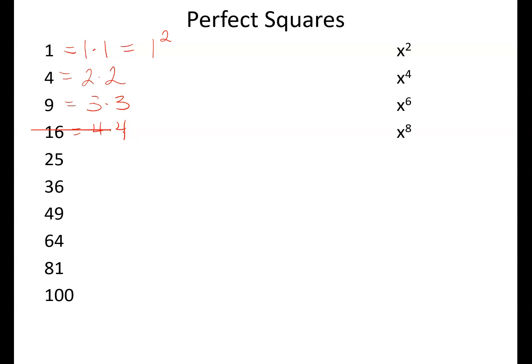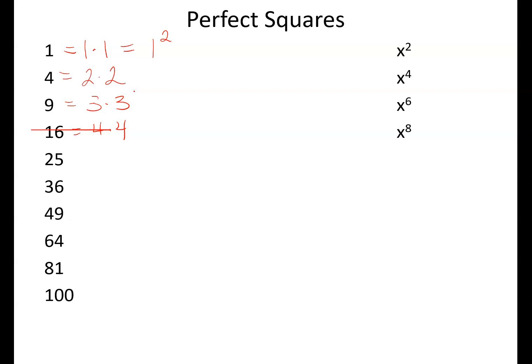And that's actually how we came up with this list, is just by squaring 1, squaring 2, squaring 3, and so on. Of course, we could keep going past 100, but you should at least have these numbers that are on the slide memorized so that when you see them, you recognize them as being perfect squares.